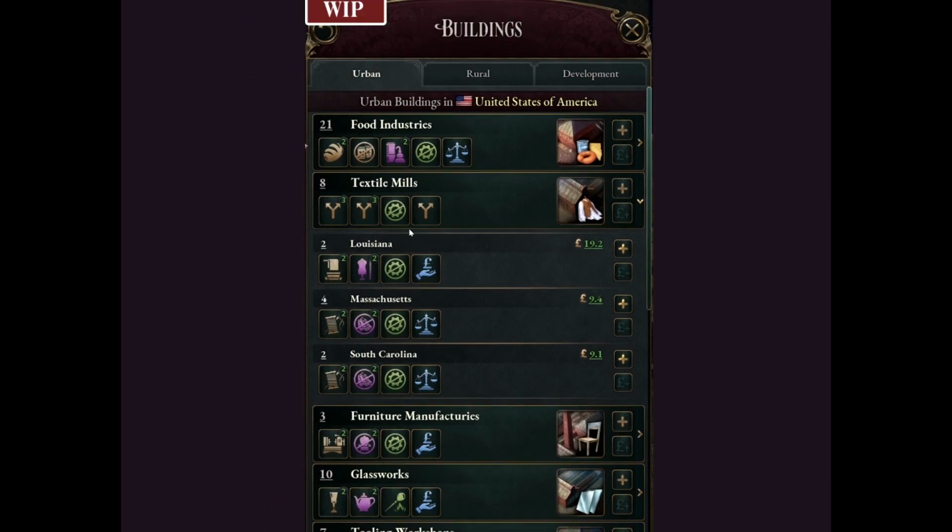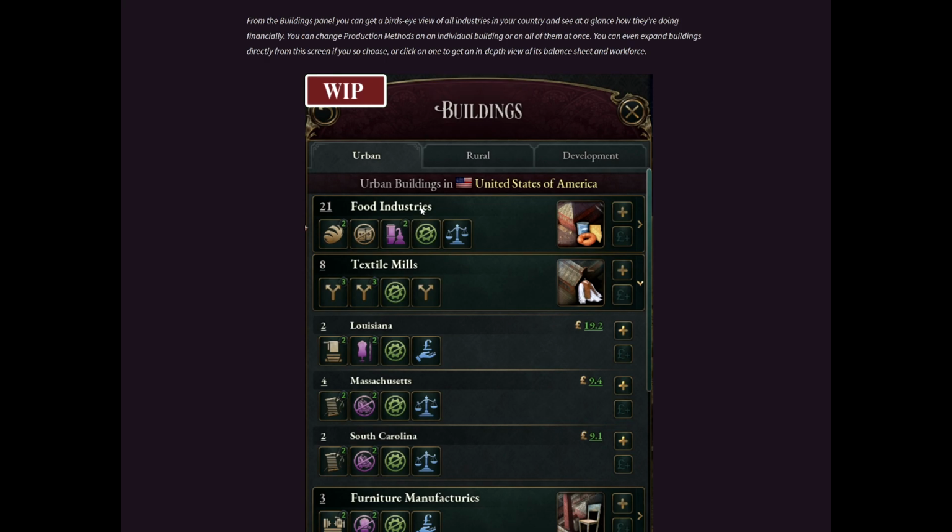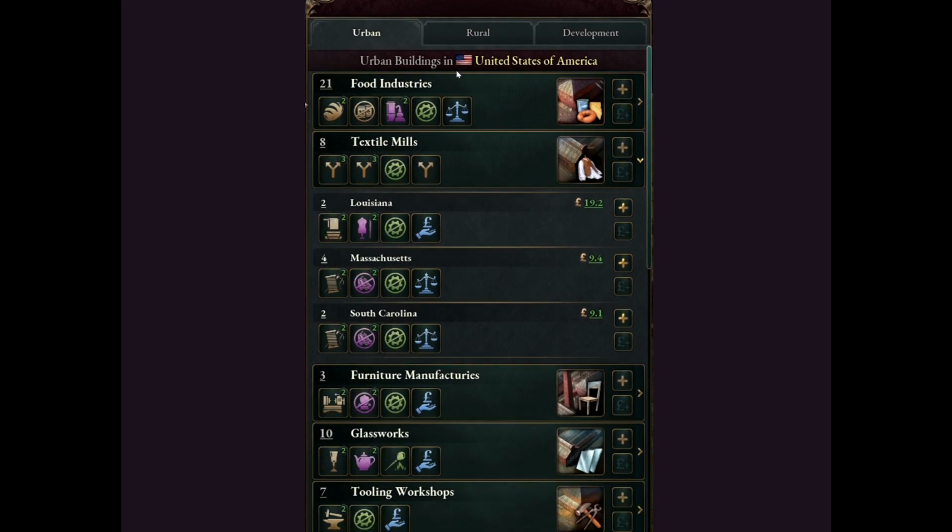So that's the production, the buildings panel, as you can see here. In that example, the United States of America. What unknown country is this? Louisiana, is that something French?